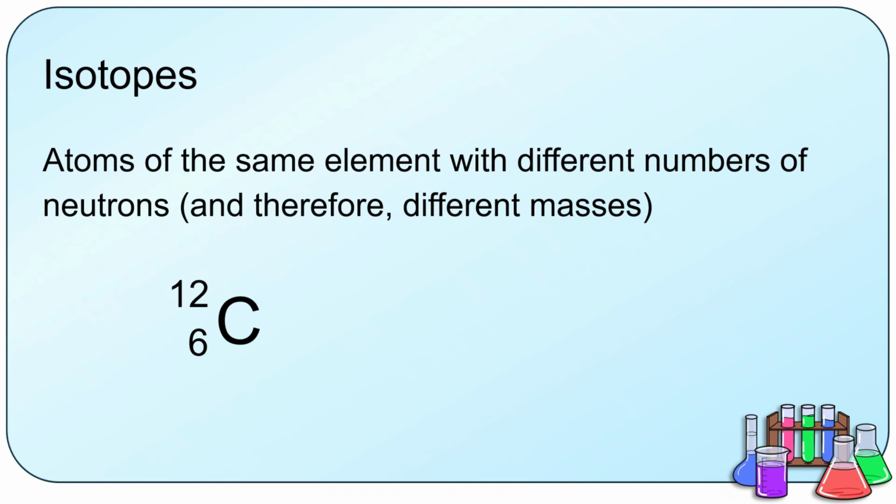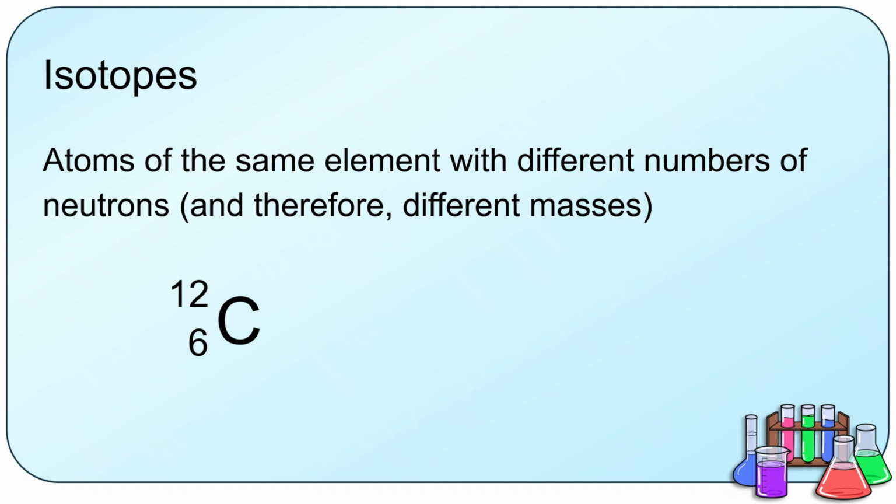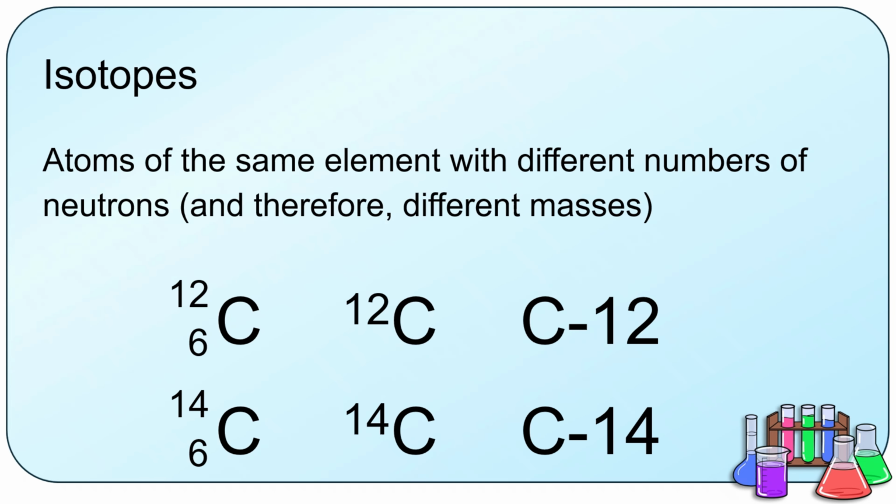This first notation is called isotope notation. It has the element symbol. The number on the top is the mass, which is protons plus neutrons, and the number on the bottom is the atomic number, or the number of protons. Since the number of protons doesn't change, you might also see simplified notations that only show the mass and not the number of protons. We call this isotope carbon-12, which is carbon with a mass of 12, and another isotope of carbon is carbon-14, which has a mass of 14.